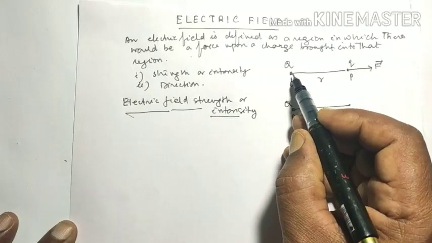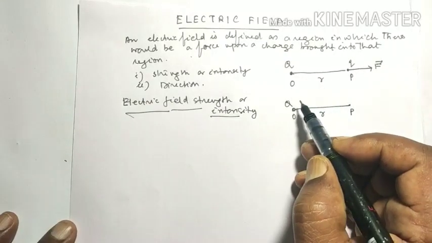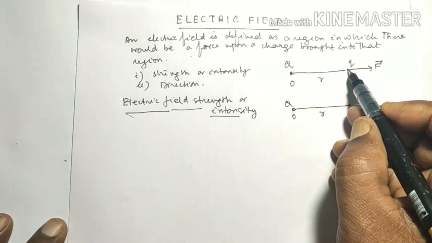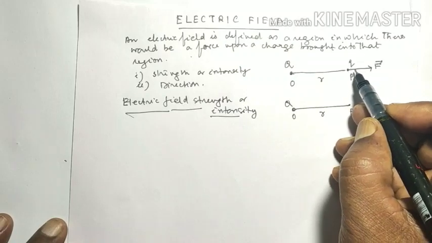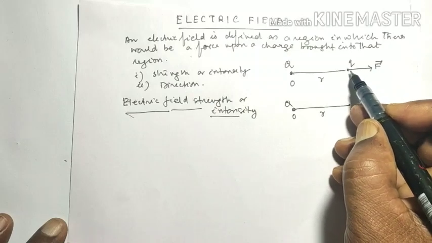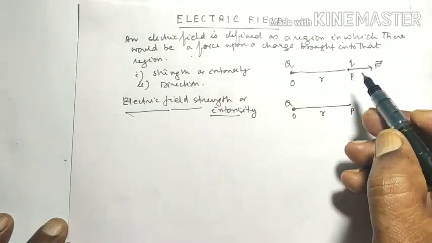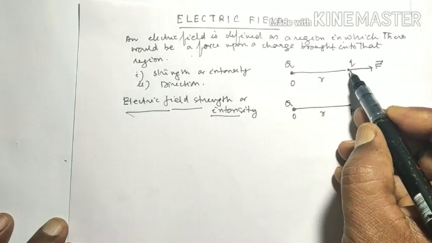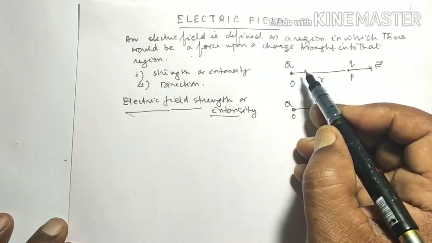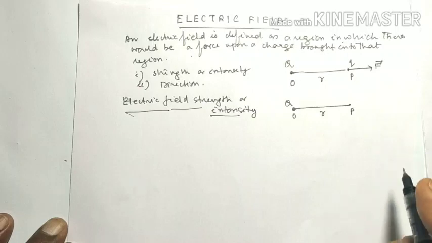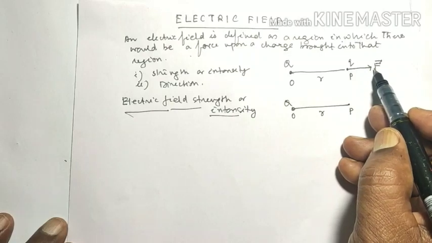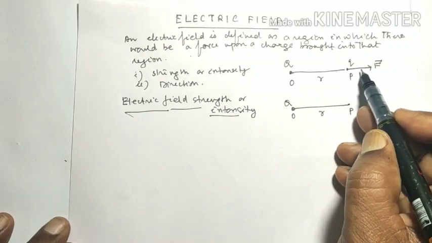The charge Q which is producing the electric field is called a source charge. Here capital Q is called a source charge, and the small charge q which tests the effect of a source charge is called the test charge. It tests the effect of the source charge. That means it experiences some force due to source charge. So the strength of the source charge Q can be determined from the electric force exerted on the test charge.